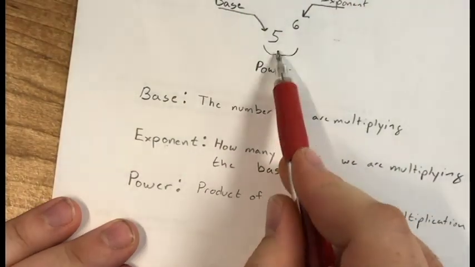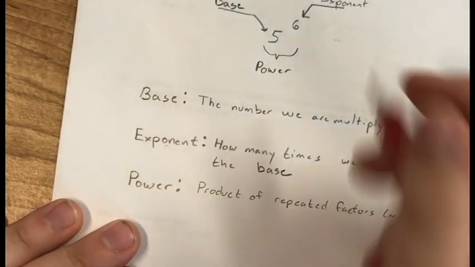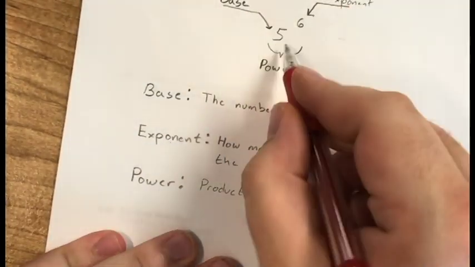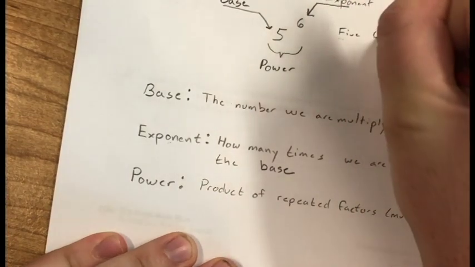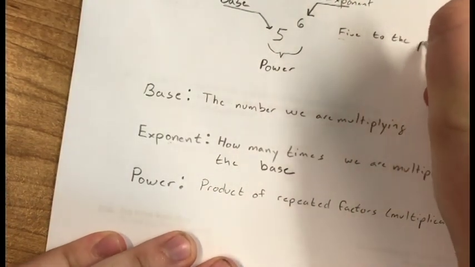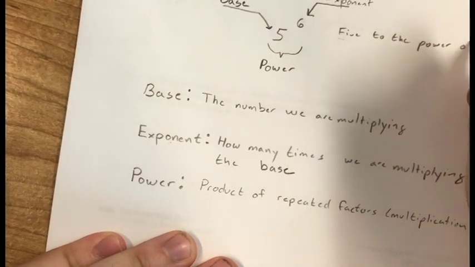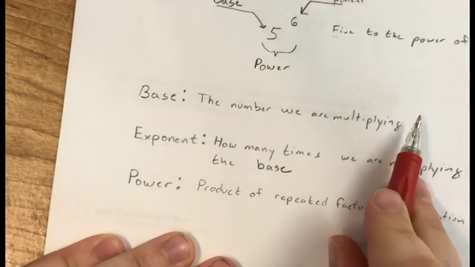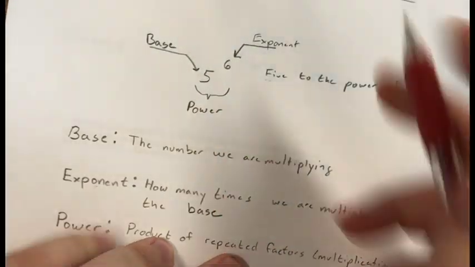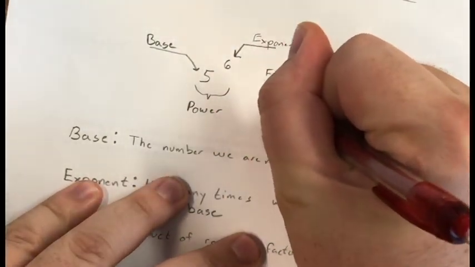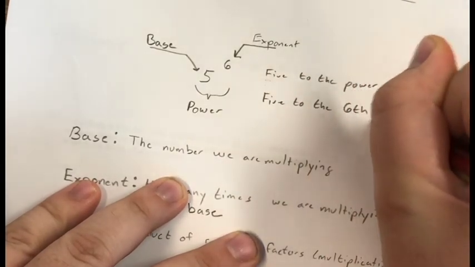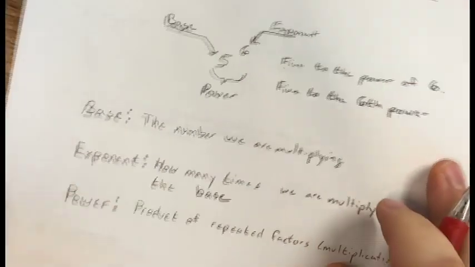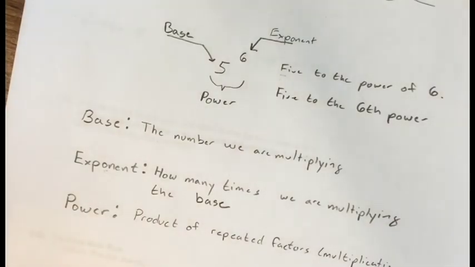All right, so this is 5 to the power of 6. And that's how we read it. So this right here would be written as 5 to the power of 6. That's one way we can write it. Or we can write it as 5 to the 6th power. It's all basically the same thing.